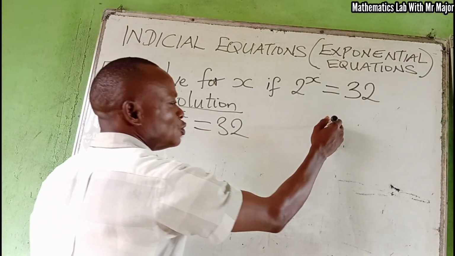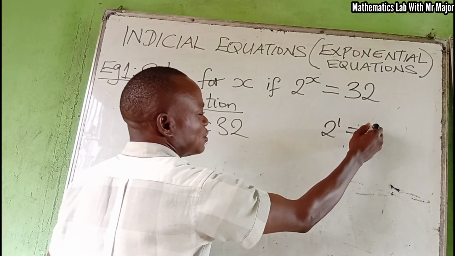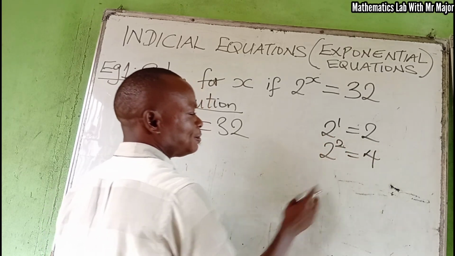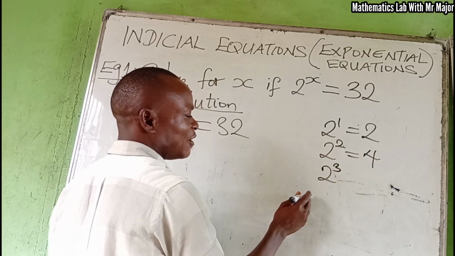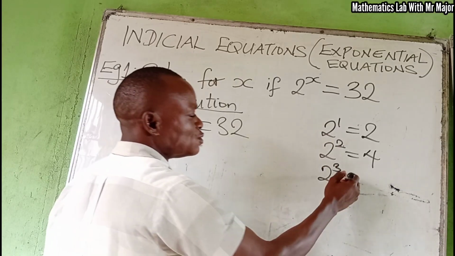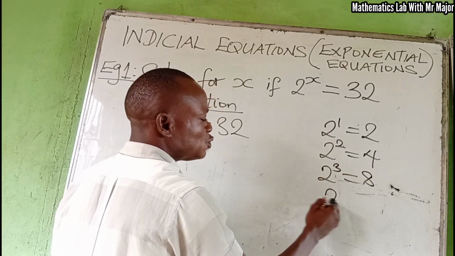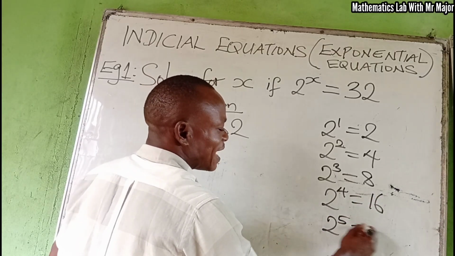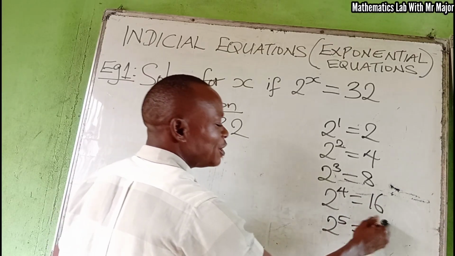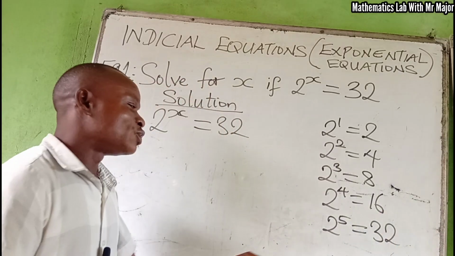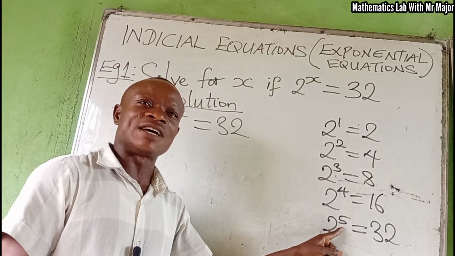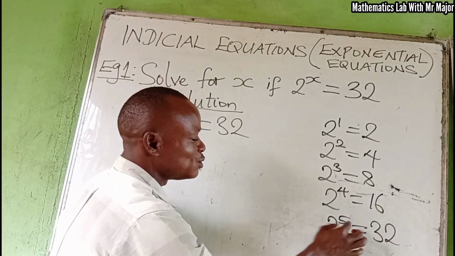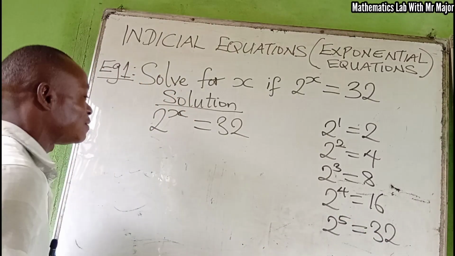For example, 2 raised to power 1 will give us 2. 2 raised to power 2 will give us 4. 2 raised to power 3, that is 2 times 2 times 2, will give us 8. 2 raised to power 4 will give us 16. And then 2 raised to power 5 will give us 32. That means 2 multiplying itself 5 times is equal to 32. So another form of writing 32 is 2 raised to power 5. So that is the first thing I will do here.